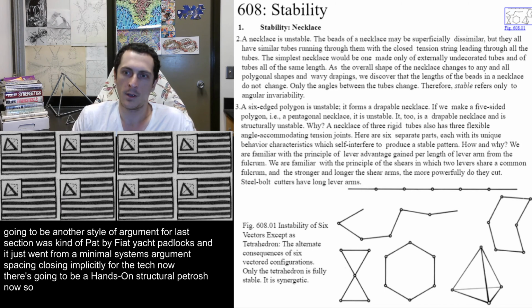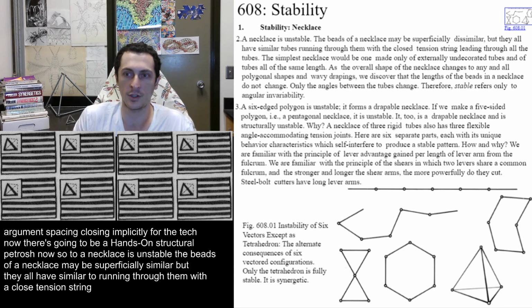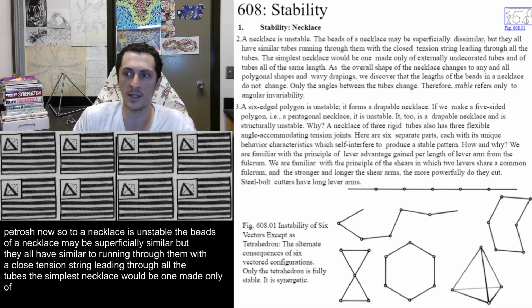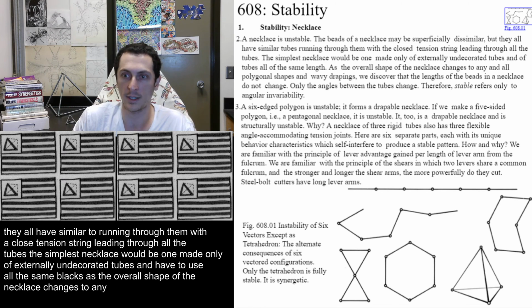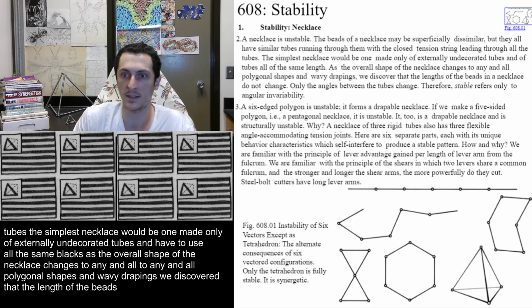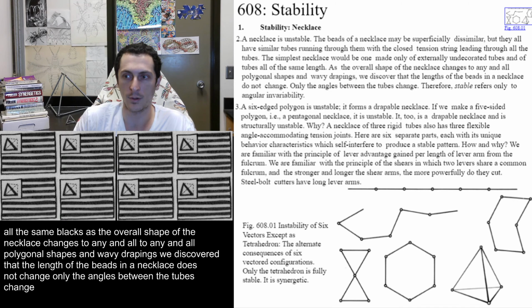2. A necklace is unstable. The beads of a necklace may be superficially dissimilar, but they all have similar tubes running through them, with a closed tension string leading through all the tubes. The simplest necklace would be one made only of externally undecorated tubes and of tubes all the same length. As the overall shape of the necklace changes to any and all polygonal shapes and wavy drapings, we discovered that the length of the beads in a necklace does not change. Only the angles between the tubes change. Therefore, stable refers only to angular invariability.